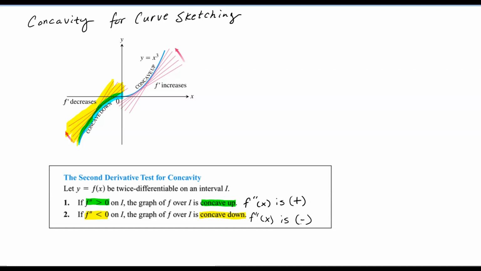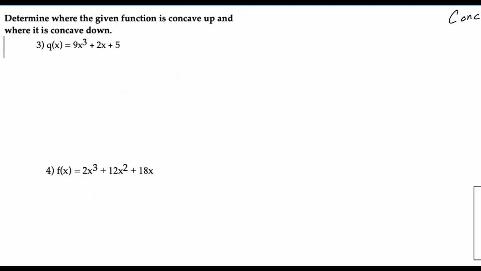If we're talking about concavity, we can sketch a graph roughly. We can figure out what it would look like conceptually without even looking at a calculator, because we look at different parts of the derivative. So we're going to take a look at a couple of problems. We're going to talk about where the intervals of concavity are, whether it's concave up or concave down, but really simple examples. So let's take a look.